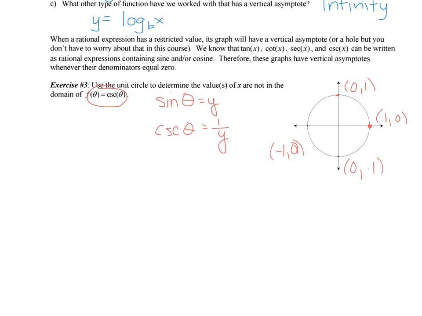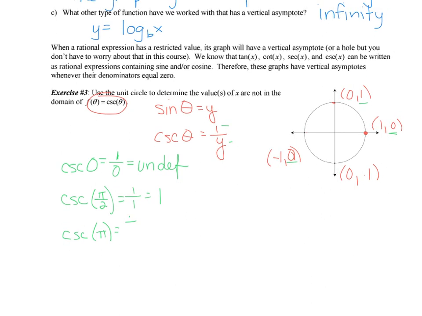Okay, so when I do this 1 over y, if I talk about the cosecant of 0, there's my y value. That's 1 over 0, so that's undefined. The cosecant of pi over 2, we're going to use radians, which is 90, would be 1 over 1, which is 1. The cosecant of pi at 180 is 1 over 0. So again, we get undefined.